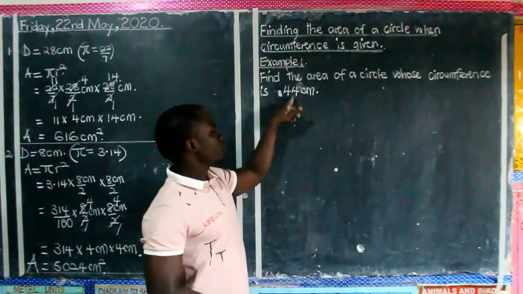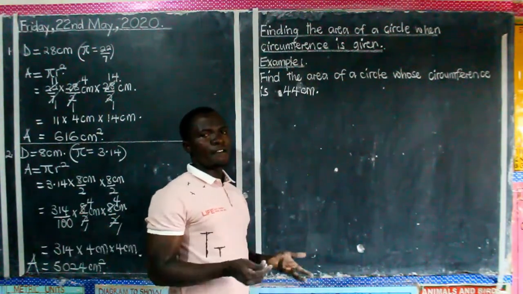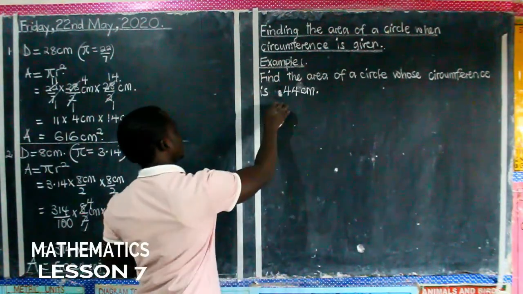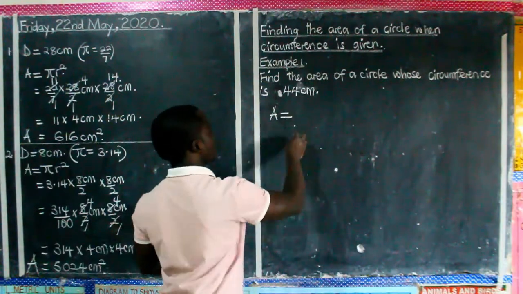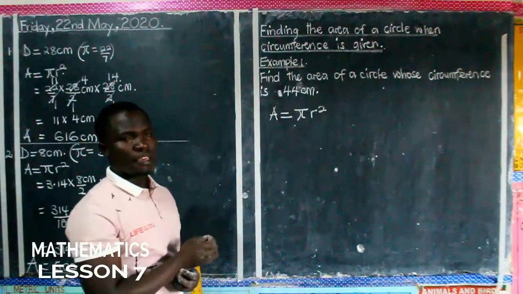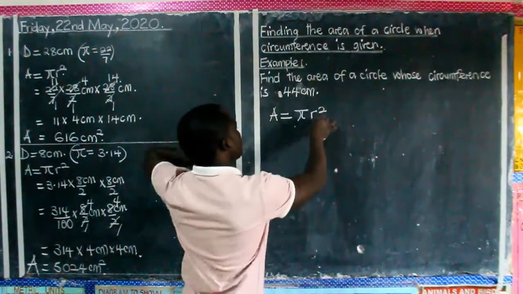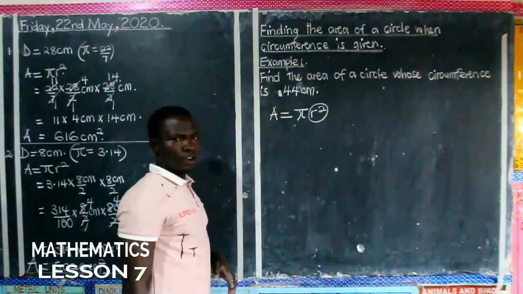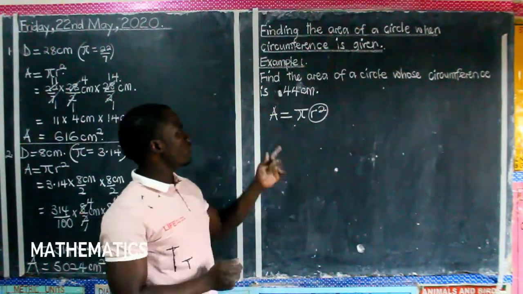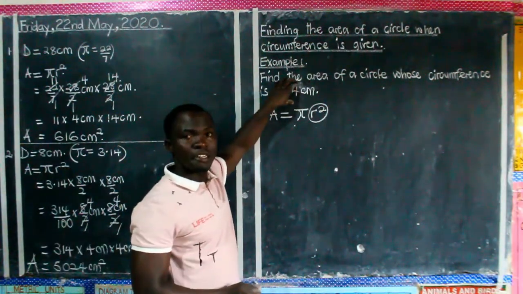But in the question, they have given us the circumference. So how do we get the area when the circumference is given? And remember, the formula for getting area, we say area equals pi r squared. And in the question, we don't have the r, the radius. So before you find the area, use this circumference to get the radius.